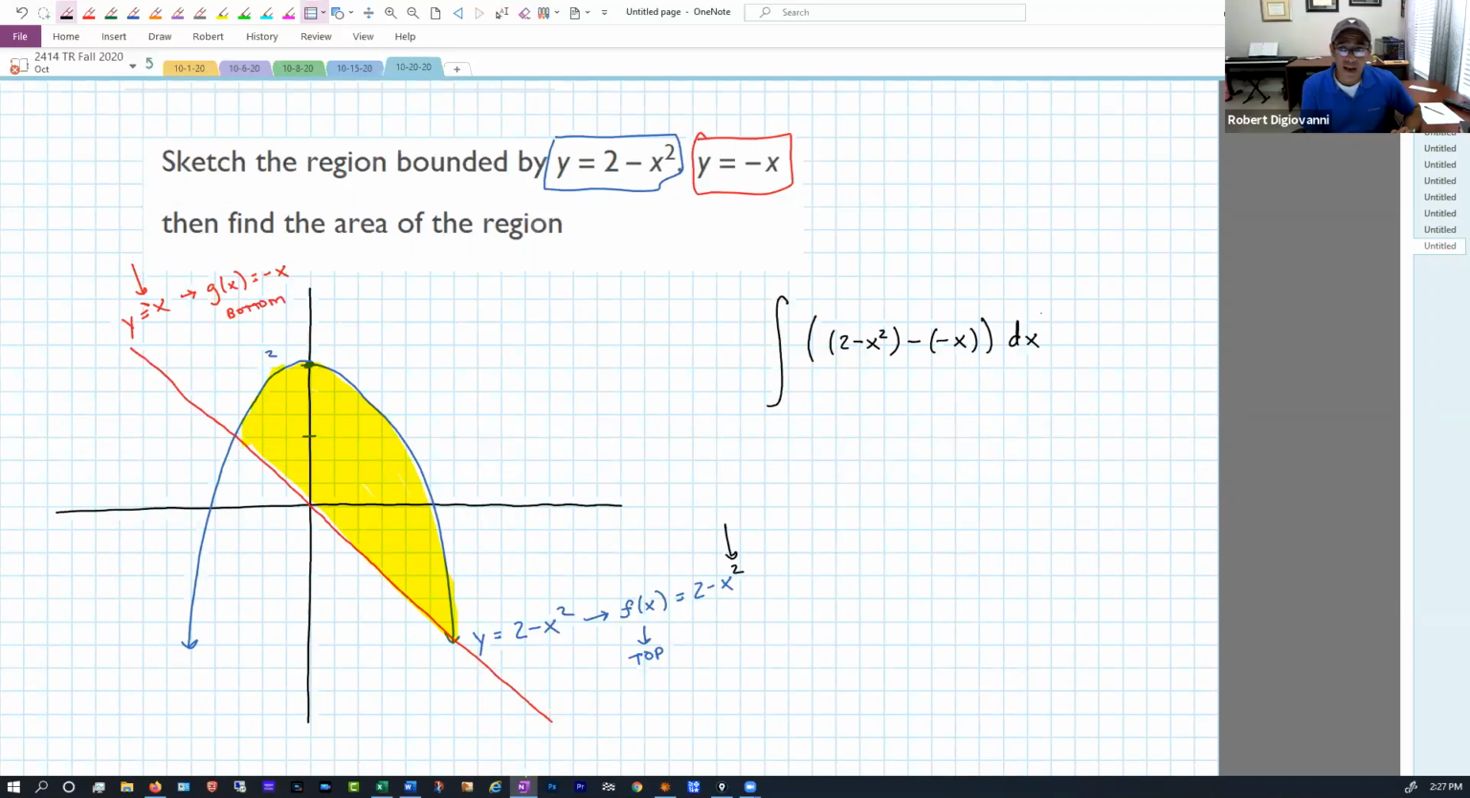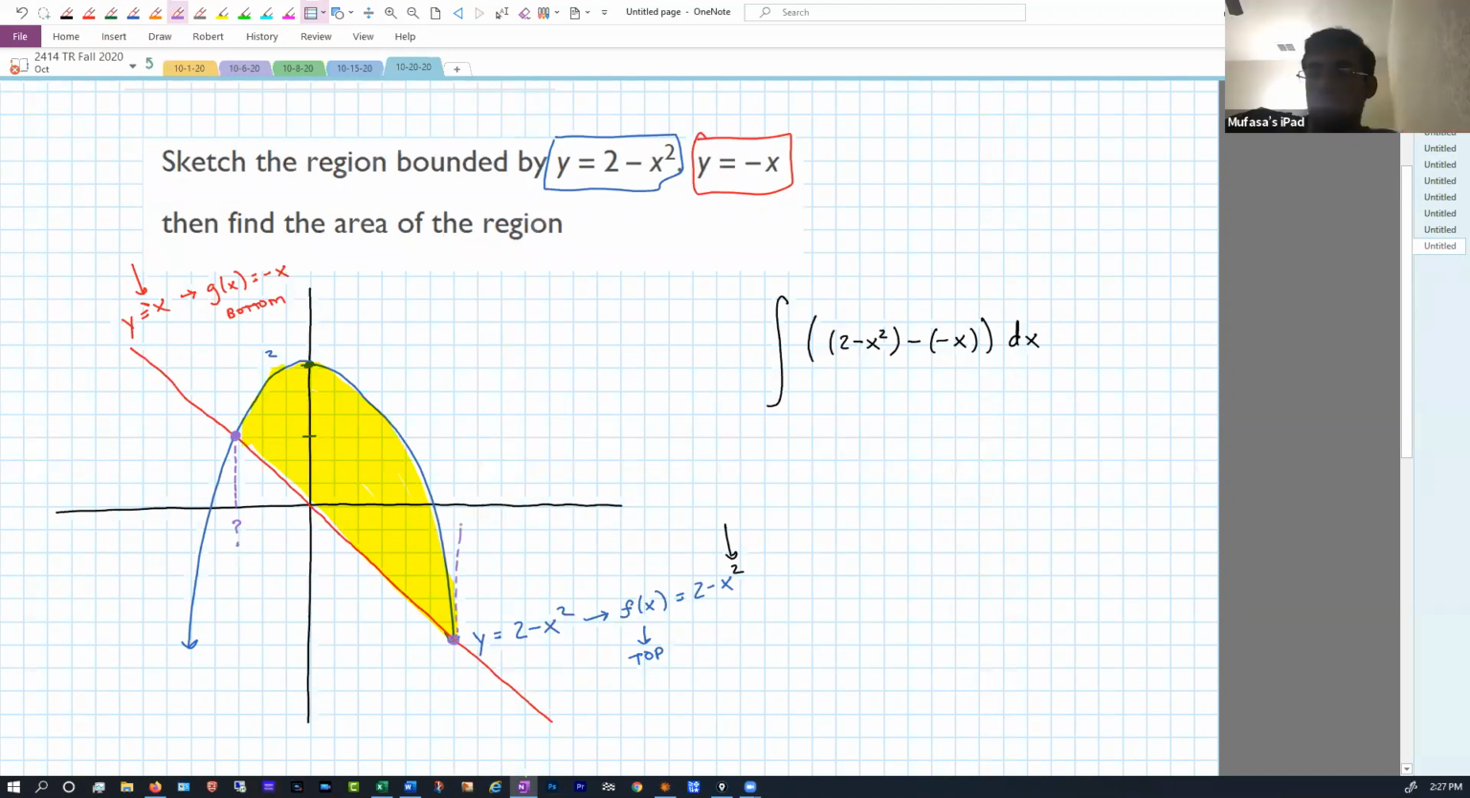And those are your x values, aren't they? Those are where these two graphs hit one another. It's that point, and it's that point. And how are we going to find those? We set the functions equal to one another. We want to know where these two graphs hit each other, right? So we set them equal to one another.